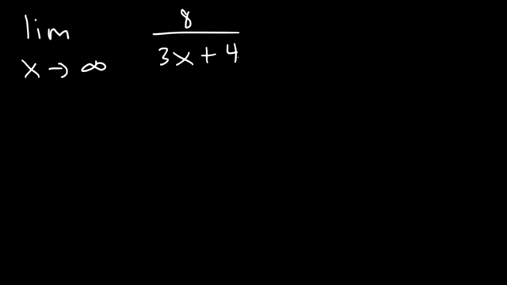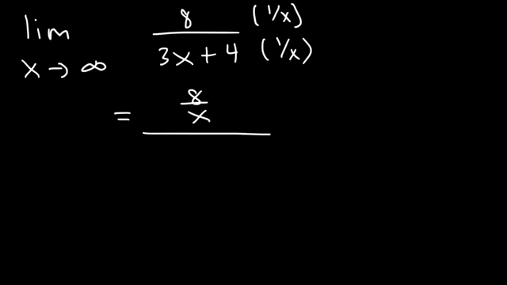What is the limit as x approaches infinity of 8 divided by 3x plus 4? So what process can we use to figure this out? What we need to do is multiply the top and the bottom by 1 over x. And so this is going to be equal to 8 divided by x. And then on the bottom, we're going to distribute. 3x times 1 over x is 3. And 4 times 1 over x is 4 over x.